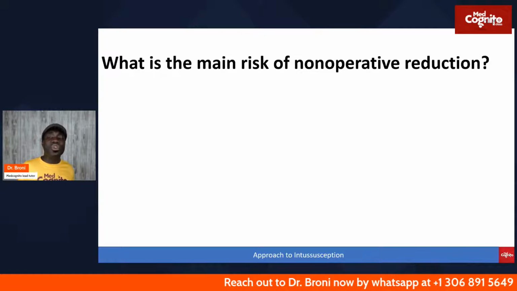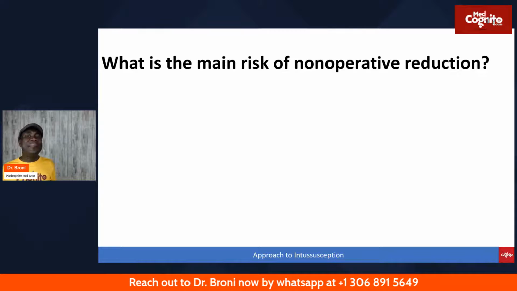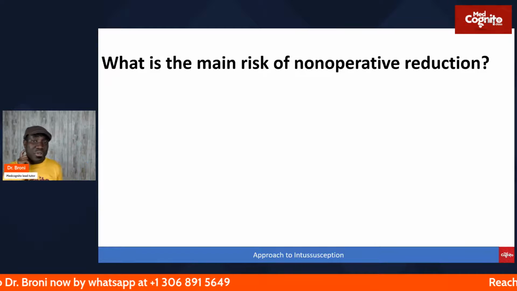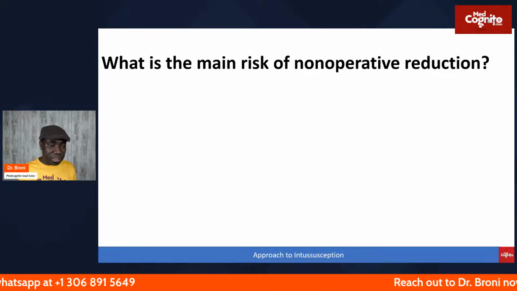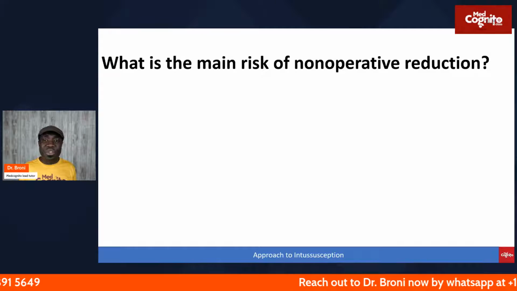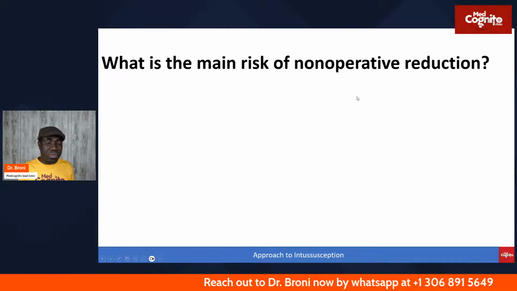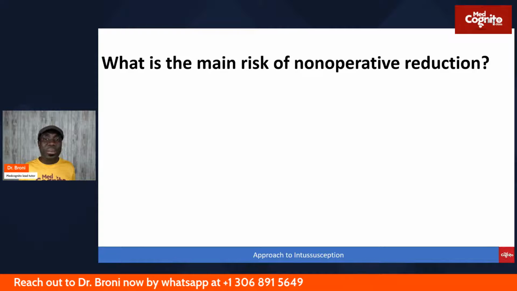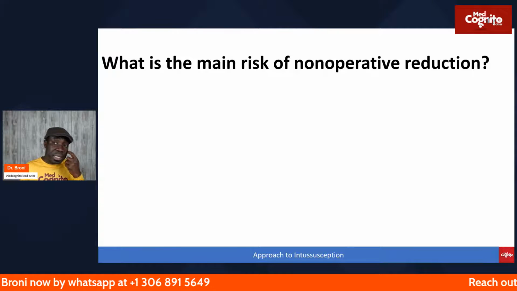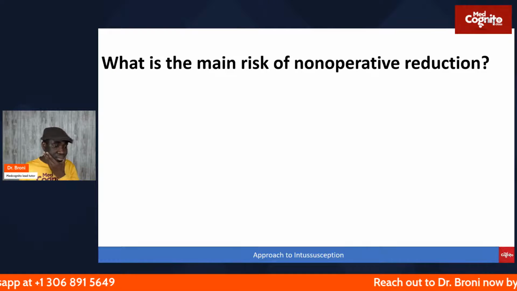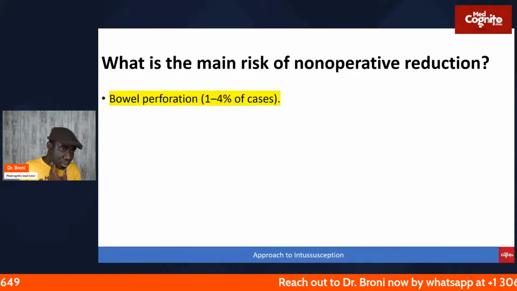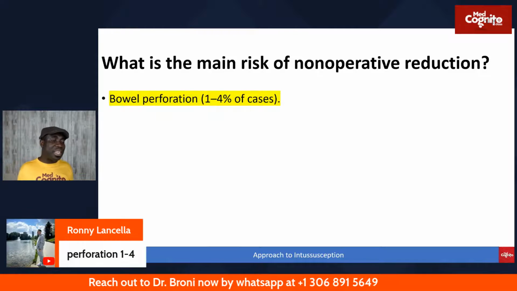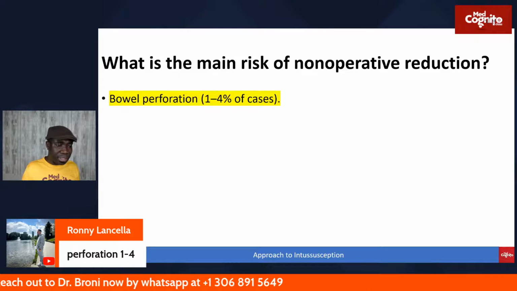What's the main risk of non-operative reduction in intussusception? Bowel perforation, 1 to 4%. Dr. Ronnie Lankela even gave me the percentage. Powerful. That's good.